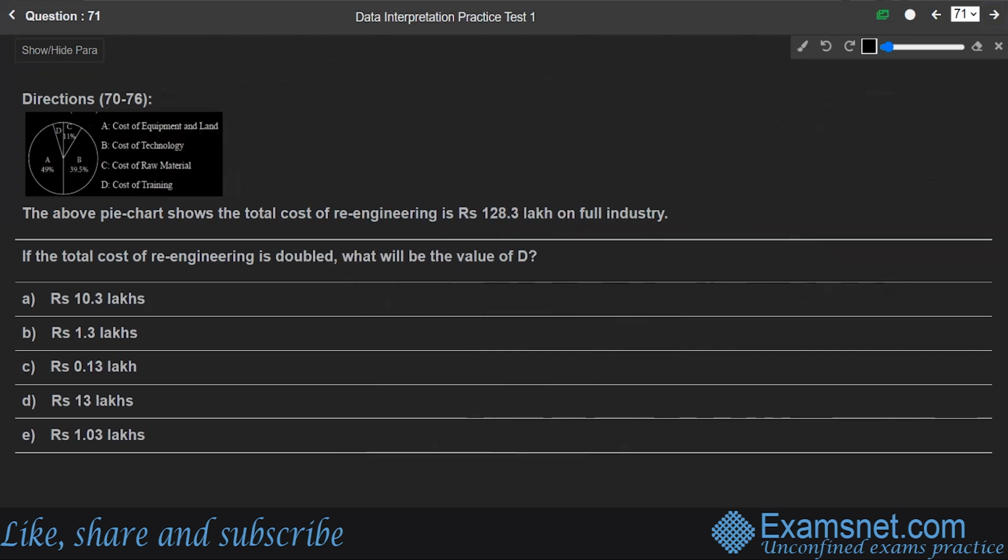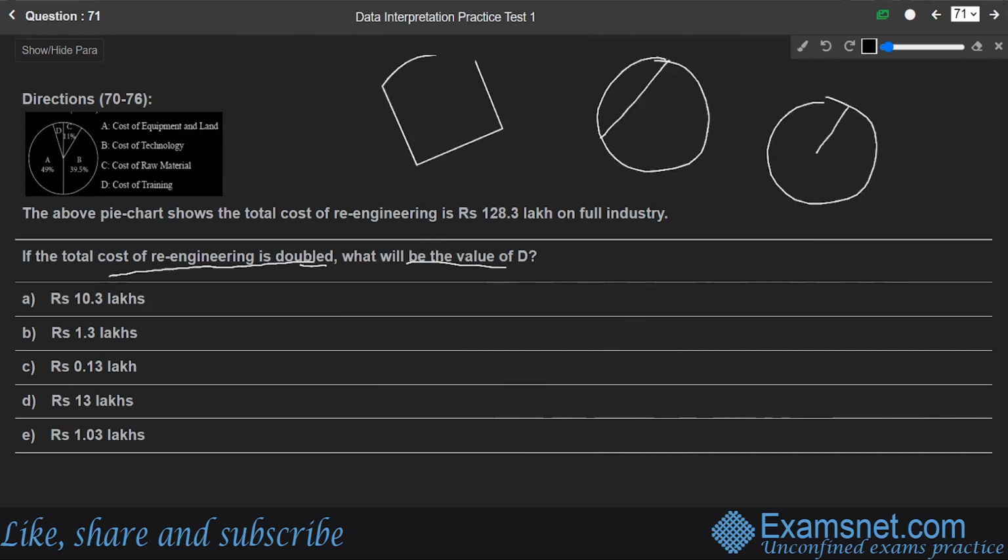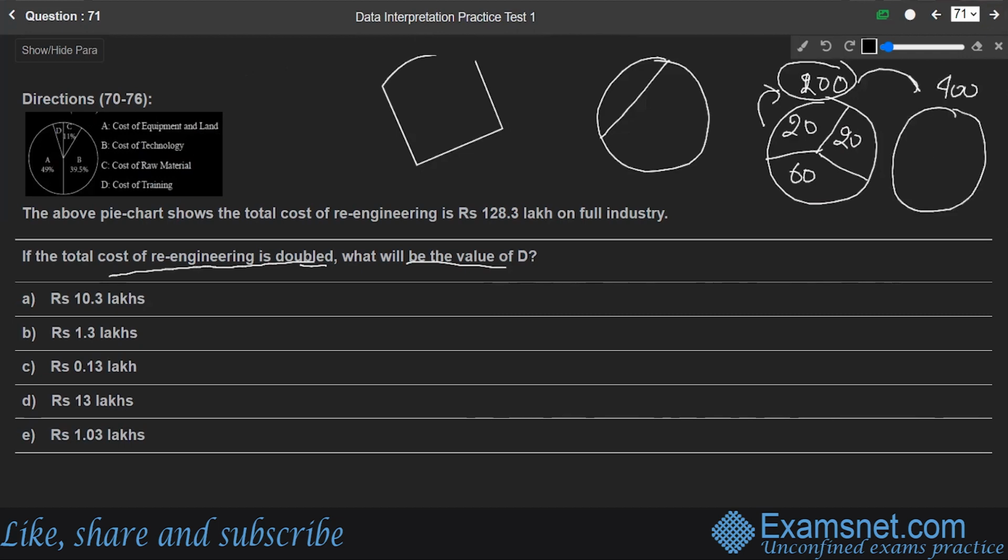Now, in the next question, the same pie chart is being used. He is asking, if the total cost of re-engineering is doubled, what will be the value of D? In a pie chart divided into sectors, say the values are 20, 60, and 20, the total value equivalent to 100% is 200. If this 200 is doubled to 400, the value of each component also gets doubled.